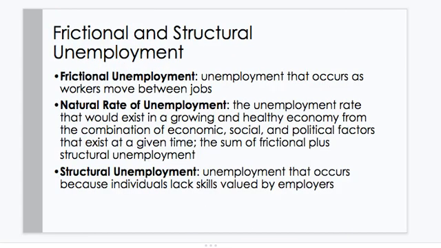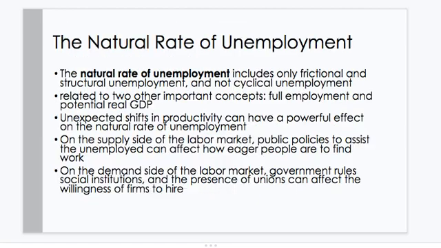Frictional and structural unemployment. Frictional unemployment, unemployment that occurs as workers move between jobs. Natural rate of unemployment, the unemployment rate that would exist in a growing and healthy economy from the combination of economic, social, and political factors that exist at a given time. It's the sum of frictional plus structural unemployment. Structural unemployment, unemployment that occurs because individuals lack skills valued by employers. The natural rate of unemployment includes only frictional and structural unemployment and not cyclical unemployment.